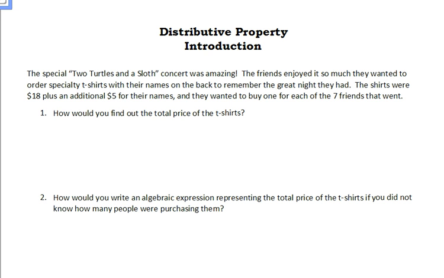Okay, so let's go ahead and look at this. We have to pay $18 plus $5 for every one of the 7. So that means that I'm going to put parentheses around this, and I'm going to multiply that by 7. So 7 times the 18, they're going to have to pay $126 for the shirts, plus 7 times 5, $35 if they want to put the names on the back. So all together, that's going to be $161.